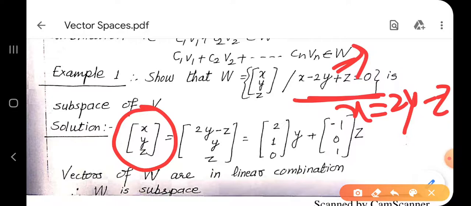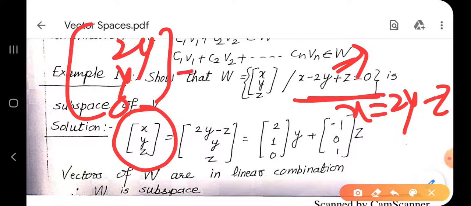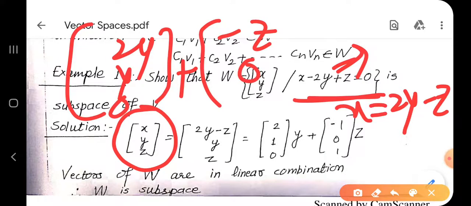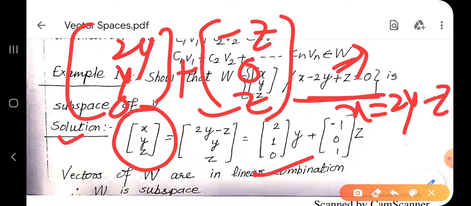Now separate the terms of y and z. See here, 2y minus z I can write as 2y, y and 0 in one matrix, plus minus z, 0 and z in another matrix. Means in one matrix I write only terms of y, and in the second matrix I write only terms of z. Now take y common. So I get 2, 1, 0. And here take z common. I get minus 1, 0, 1.